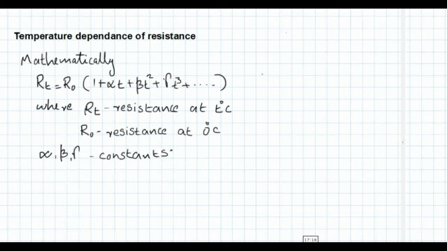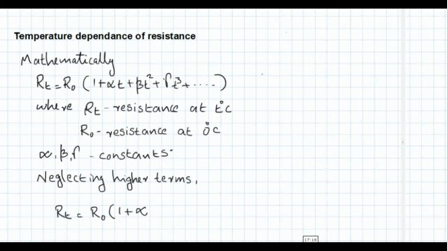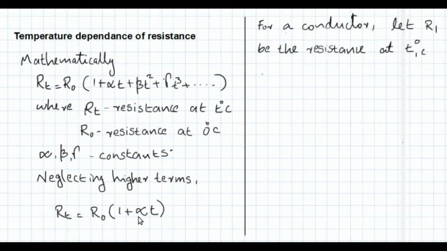Now we may rewrite this equation by neglecting the higher terms, that is RT is equal to R0 into 1 plus alpha T. Here we are omitting higher terms like beta and gamma, and what is remaining is only the alpha term. Therefore RT is equal to R0 into 1 plus alpha T, the relation connecting RT and R0 after omitting the higher constants.